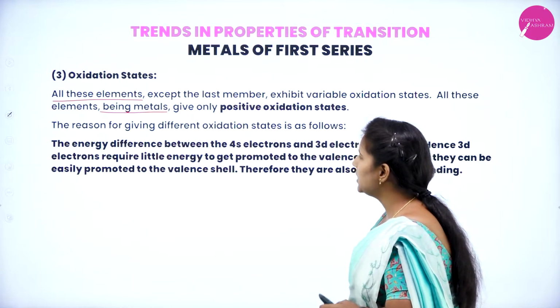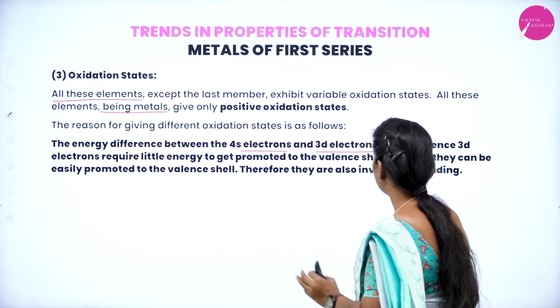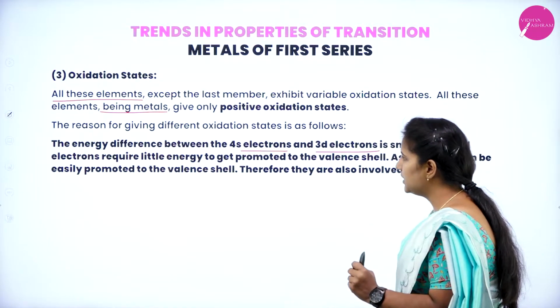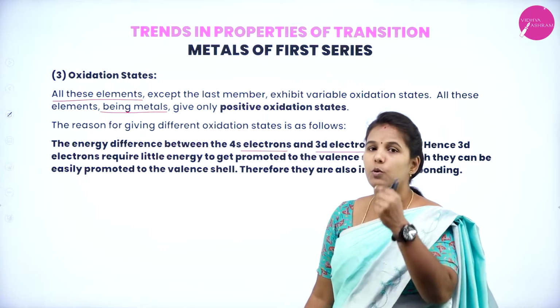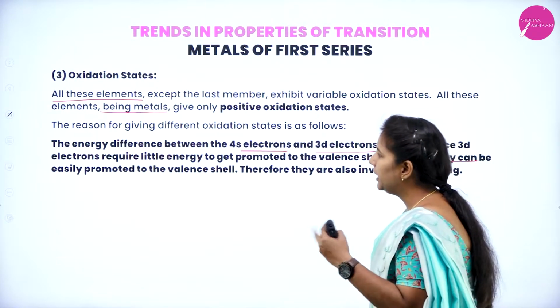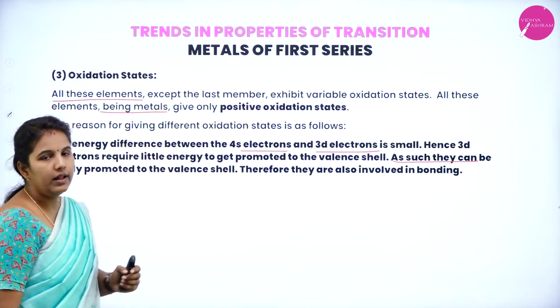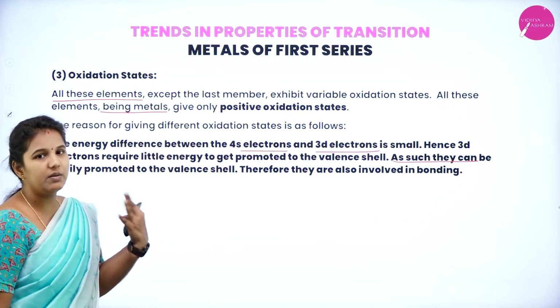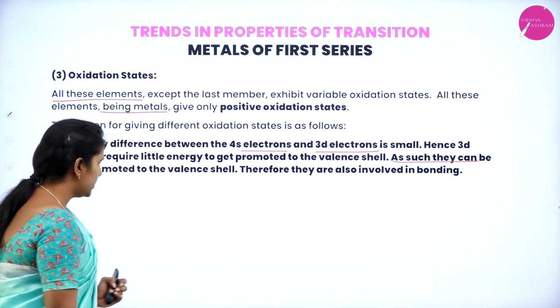The energy difference between the 4s and the 3d electrons is very small, and hence the 3d electrons require very little energy to be promoted to the 4s, in such a way that they easily get promoted to the valence shell. That is why they easily get involved in bonding. That is why they show variable oxidation state.